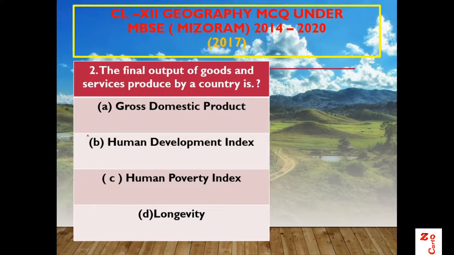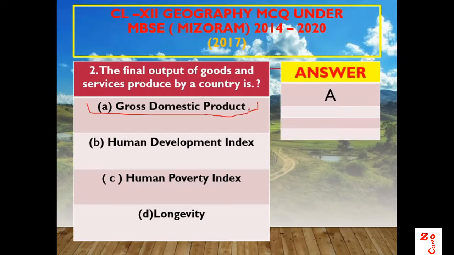The final output of goods and services produced by a country is A. Gross Domestic Product, B. Human Development Index, C. Human Poverty Index, D. Longevity. A. Gross Domestic Product, GDP.